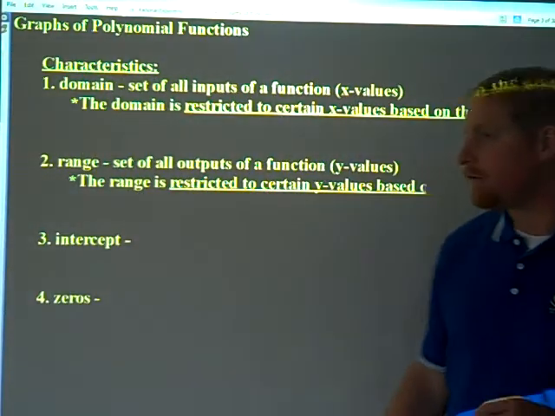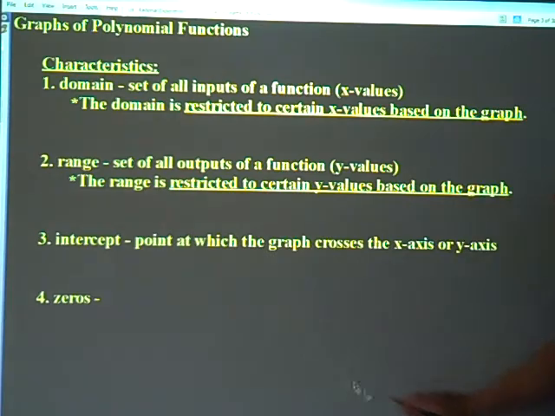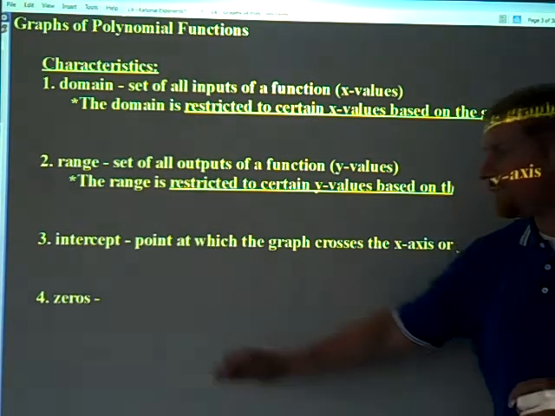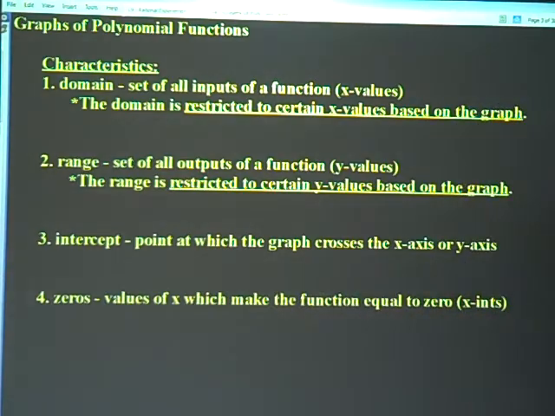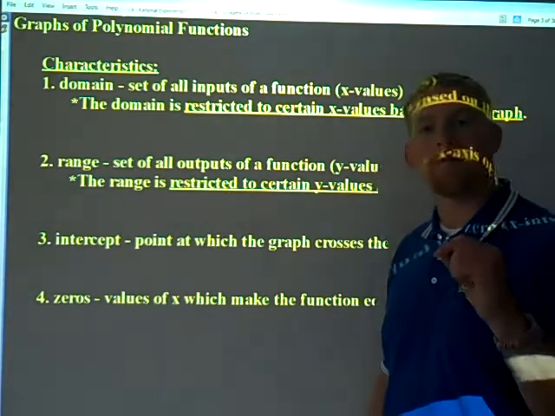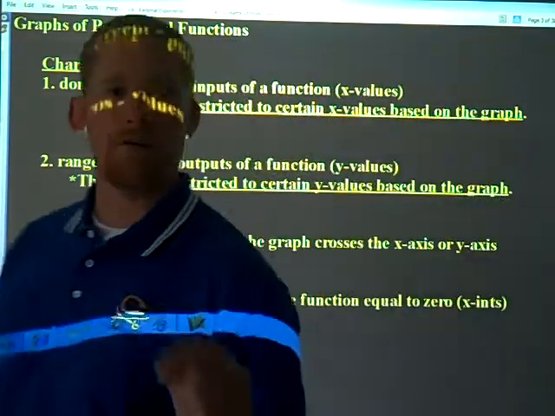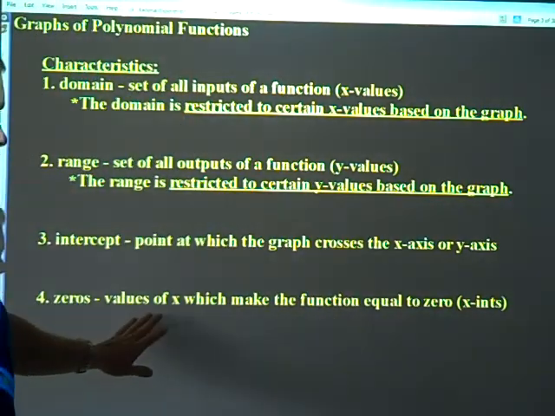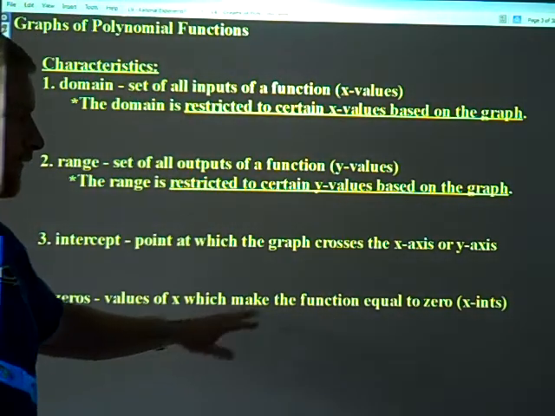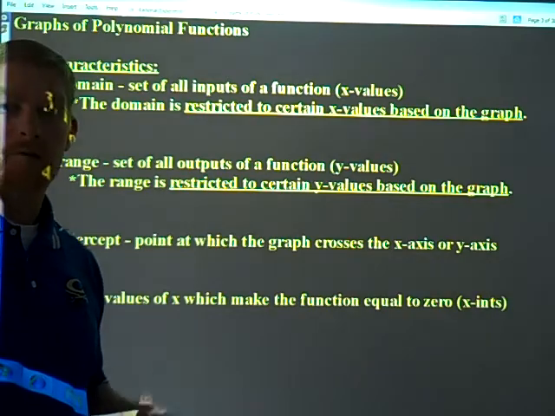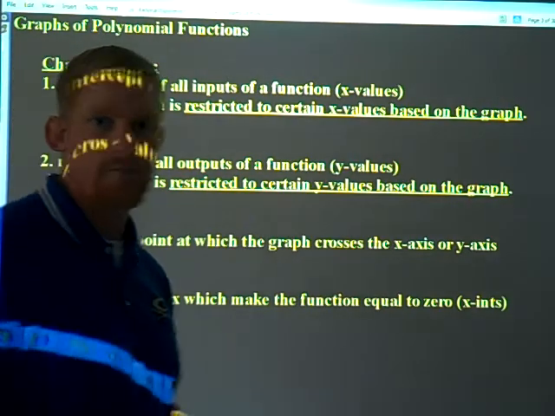Intercept. This is another key characteristic. This is a point at which the graph crosses the x or y axis. And the zeros, things that we've been talking about for the last couple of weeks. The zeros are simply any values of x which make the function equal to 0, the x-intercepts.